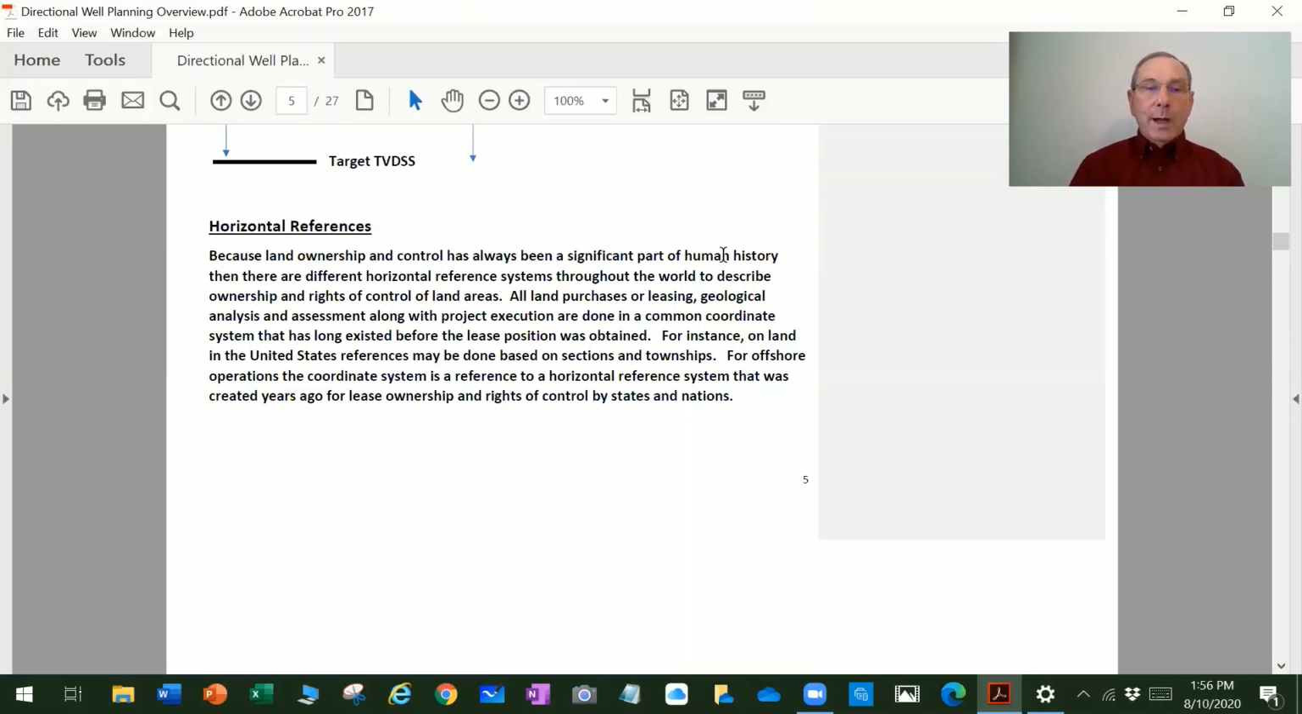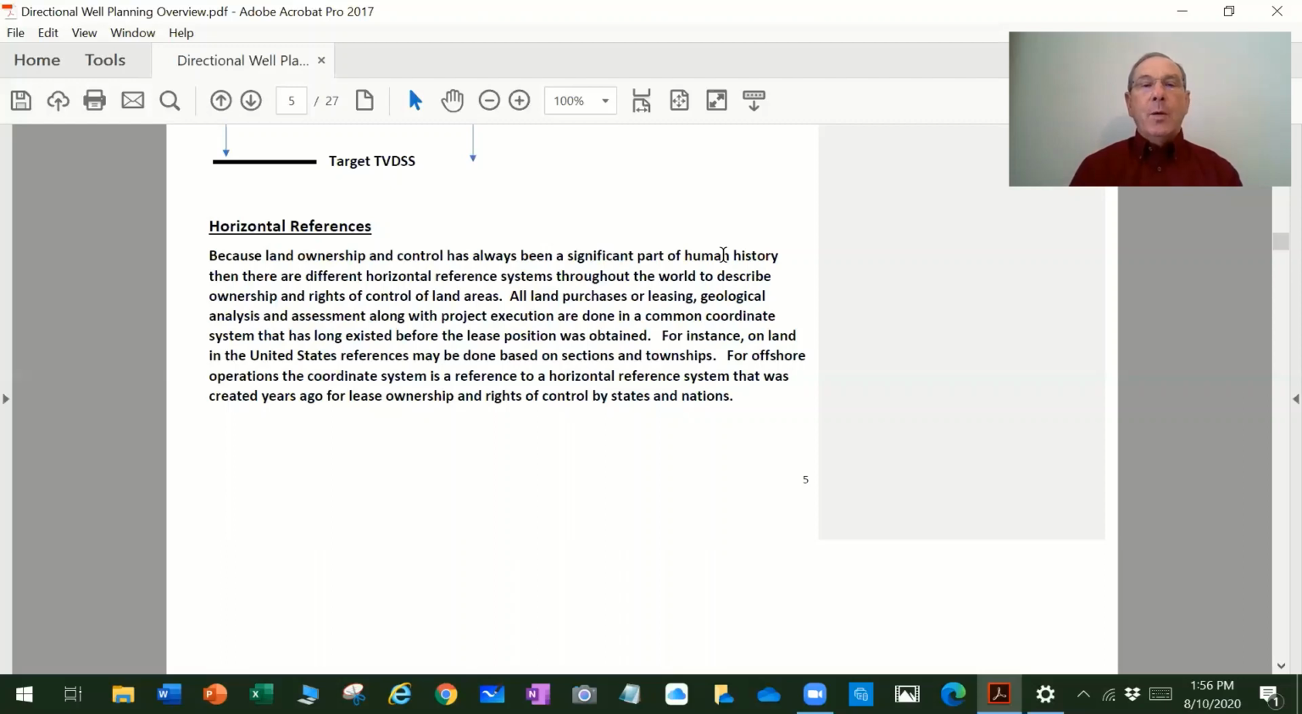The most important concept is that everybody is working with the same grid system. Land ownership has always been a huge part of human history. It has always been very important to control land, whether it was land for hunting, or in our business, oil and gas exploration and exploitation.